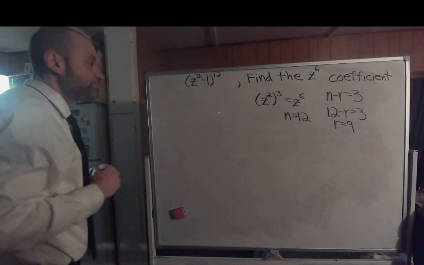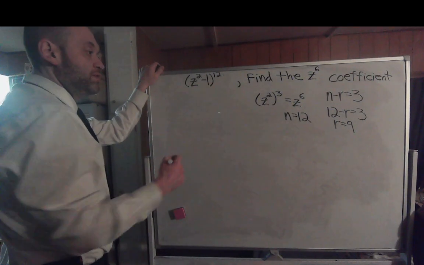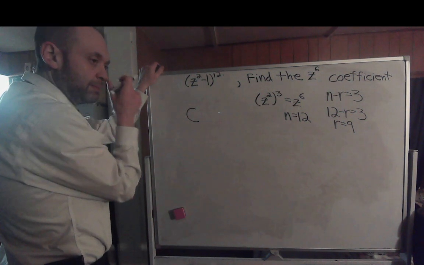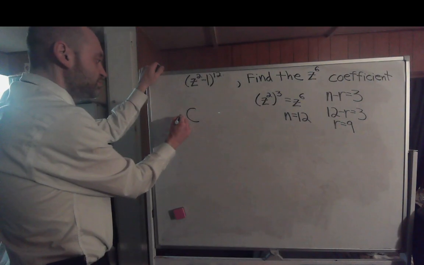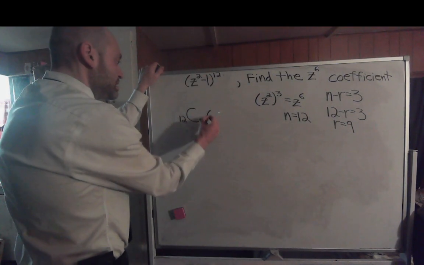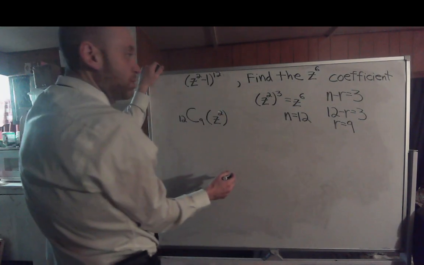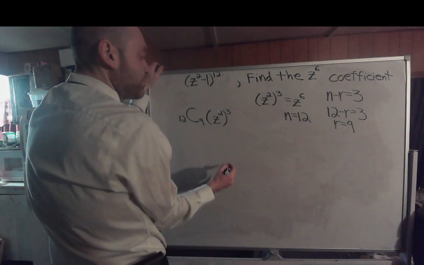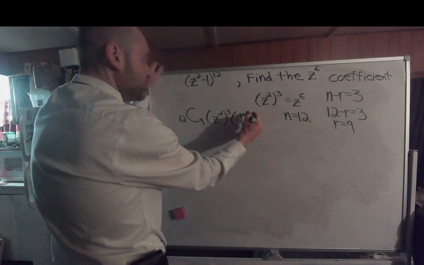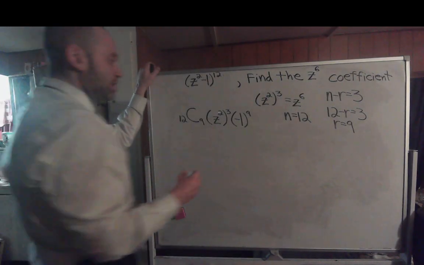All right. Now, we can go ahead and find that coefficient. It's the combination of n things r at a time, so this would be 12 things 9 at a time, times that z squared raised to the n minus r power, which is 3, then times your second term of negative 1 raised to the r power, which would be 9. So that's what you're looking at here.